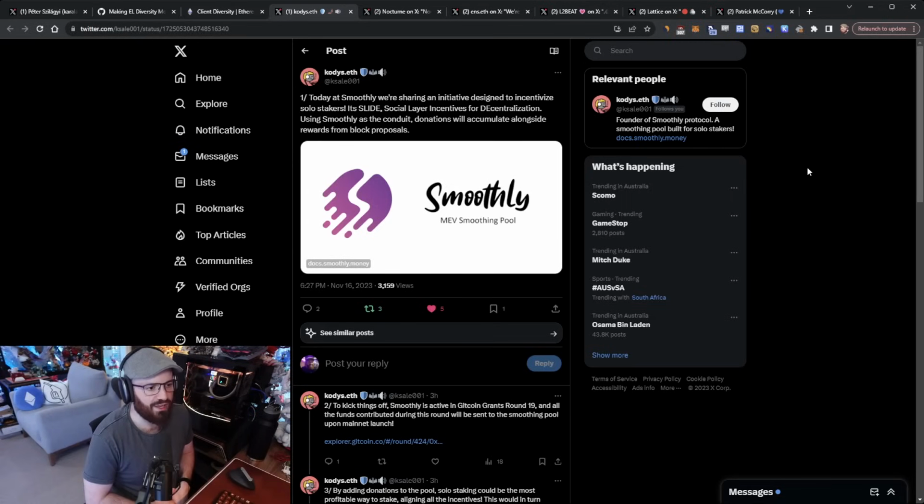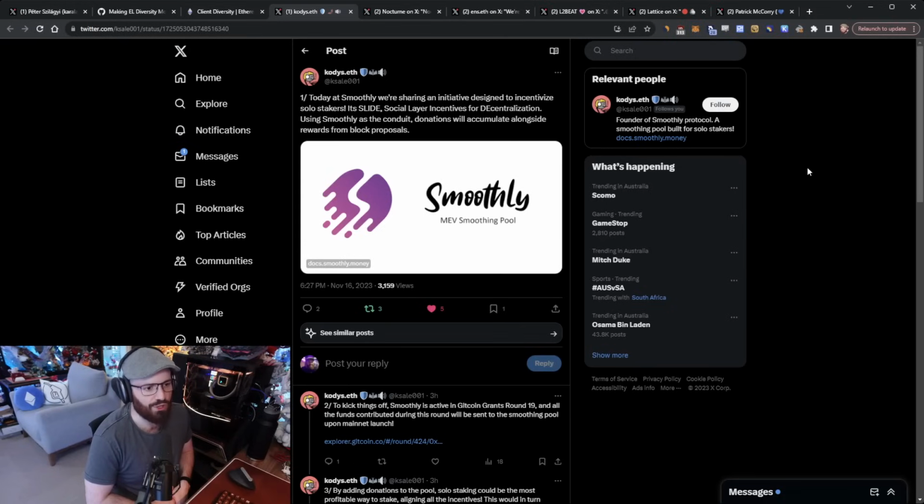Now, the other part of Smoothly isn't just the smoothing of rewards, but it's also something called Slide, which I think I mentioned a couple of weeks ago as well. Slide stands for Social Layer Incentives for Decentralization. So by using Smoothly as a conduit, donations to Smoothly will accumulate alongside rewards from block proposals and be paid out to solo validators that opt in. So obviously this is a fully voluntary thing where people and entities can make donations, sort of like what they do with the Protocol Guild, when DAOs or individuals make donations to the Protocol Guild. But the Slide initiative would do it for solo stakers.